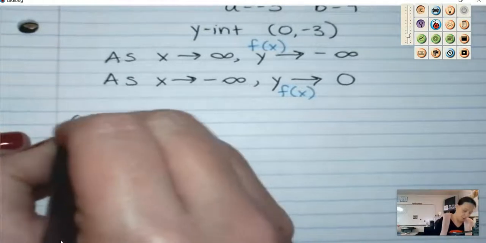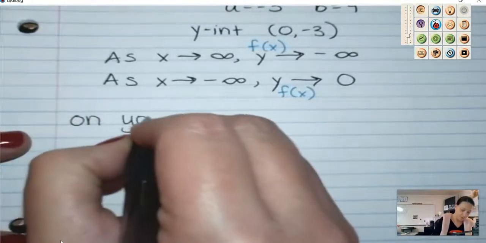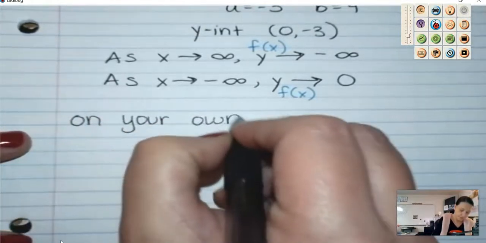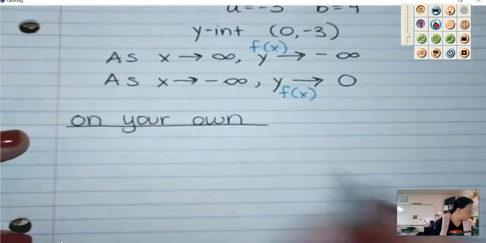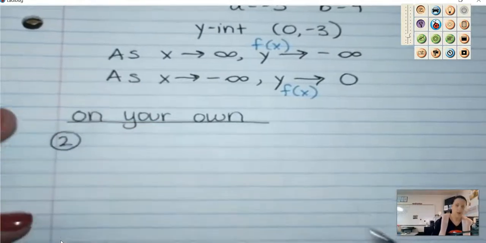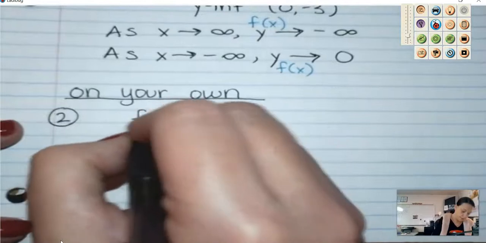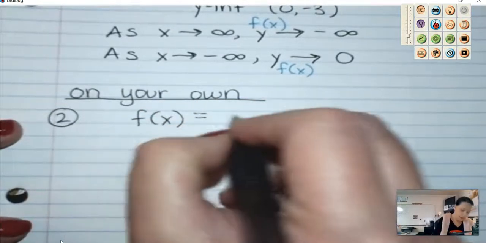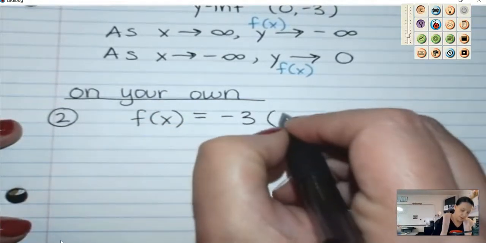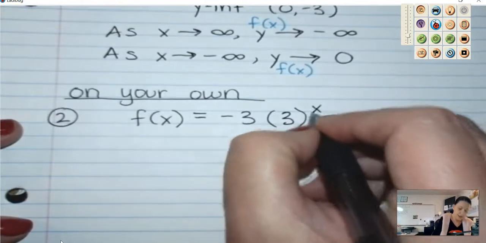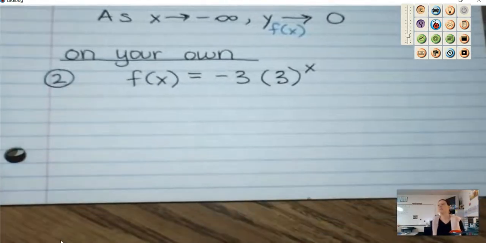Okay, on your own or with the people sitting around you? F of x equals negative 3 parentheses 3 to the x power. Graph it. Tell me A, B, y-intercepts, and end behaviors.